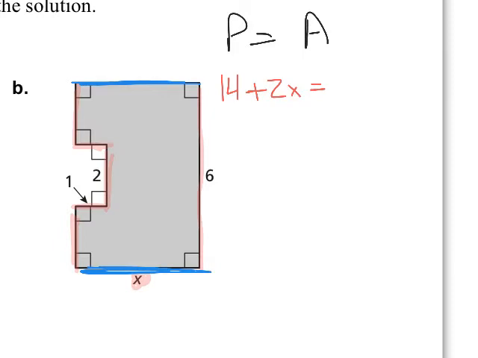For area, have a quick 1-minute conversation with your groups and come up with some kind of plan on how we could find the area of this weird shape. Go ahead. What did you guys come up with?